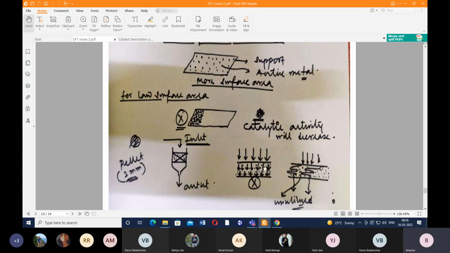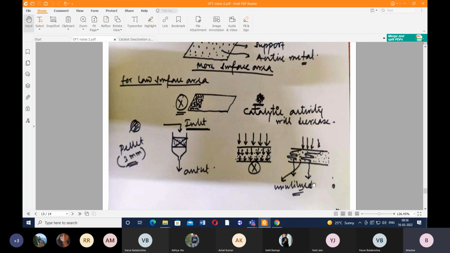So instead of using a powder, in most industries, if we are using a fixed bed reactor, we will be using pellets instead of powders in order to improve the overall productivity. Otherwise, if we have powder instead of pellets, then overall productivity will drop because of the simple underutilization of the bed, or this is sometimes called maldistribution of flow.